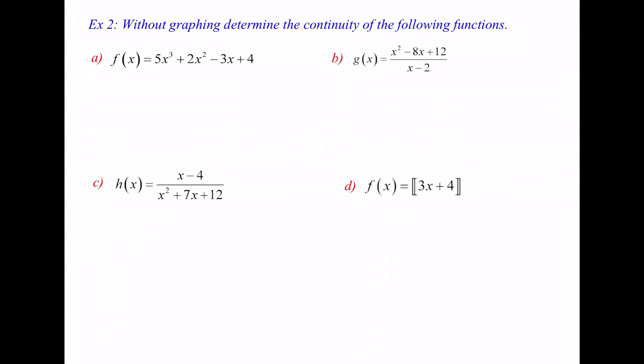Now let's take a look at 4 different functions where we're not going to graph it and we're going to identify the continuity. Now remember, it can be continuous, but if it's not continuous, be specific as to which of the 3 types it is. So you have f of x equals 5x cubed plus 2x squared minus 3x plus 4.